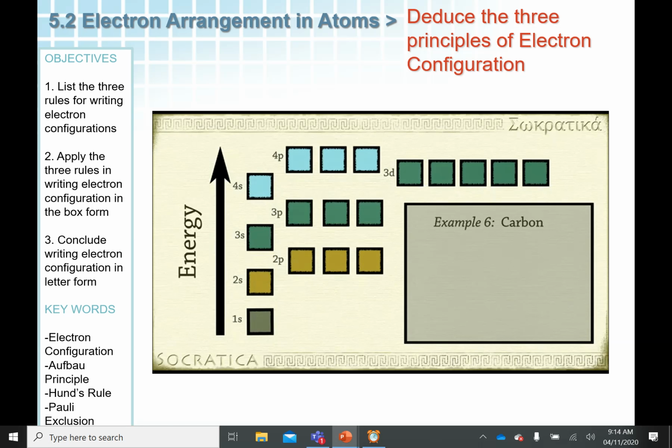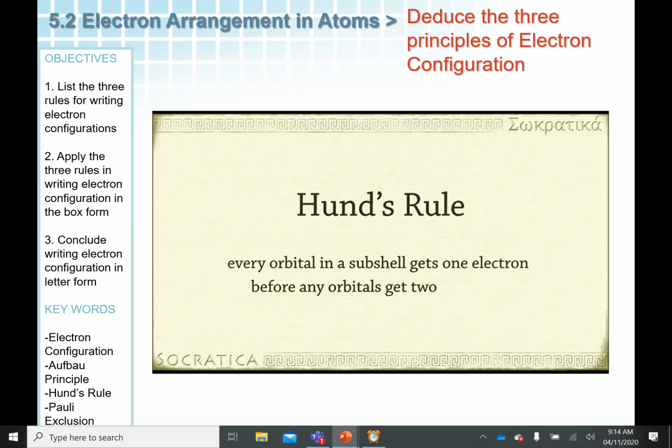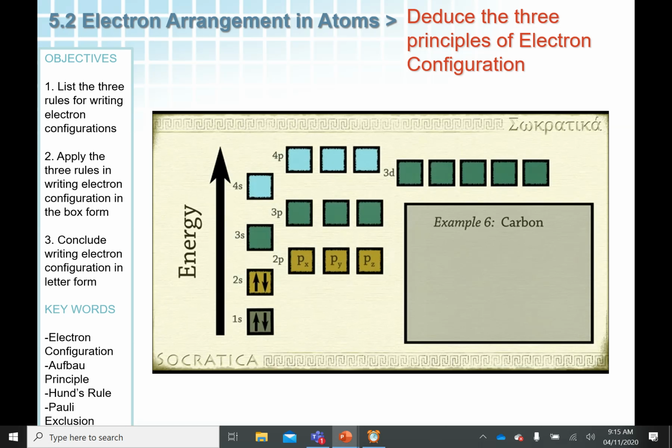Carbon has 6 electrons. Where does that second electron go in the p orbitals? According to Hund's rule, every orbital in a subshell gets 1 electron before any orbitals get 2 electrons, and each of the single electrons have parallel spin. So, we put the next electron in 2py, with an up arrow to show it has the same spin as the electron in the 2px orbital.